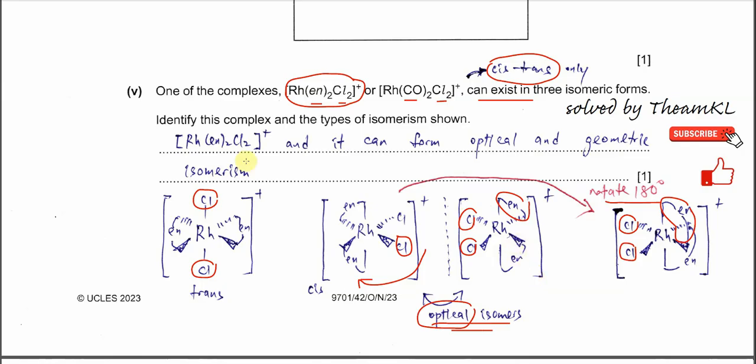So we are quite sure, again, the one that can form 3 isomers is the first complex ion, the one with 2 En and 2 chloride, the octahedral complex. Right, so this one.